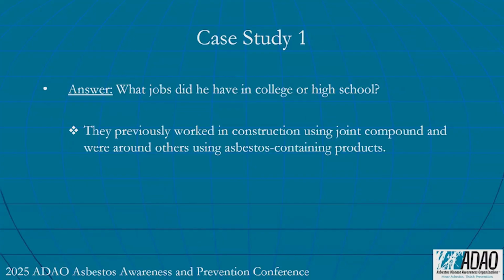We asked about his hobbies, we asked about his parents, and then we asked, what did you do when you were in college or high school? And he had worked in construction using joint compound and was around others using asbestos-containing products. Short-term exposure, around 60 years earlier, led to the exposure that caused the mesothelioma.